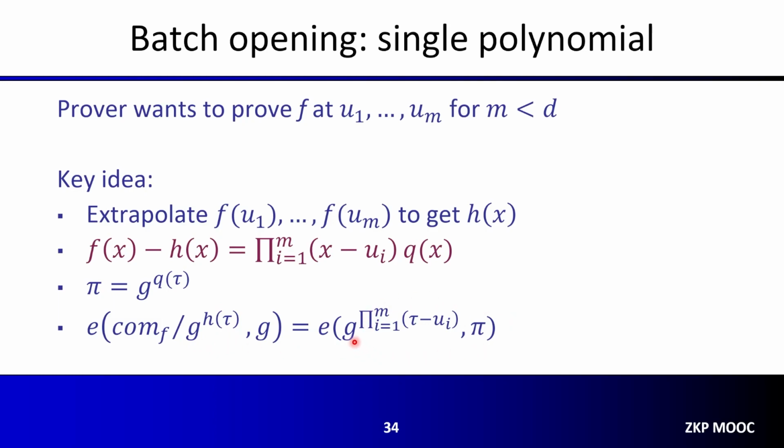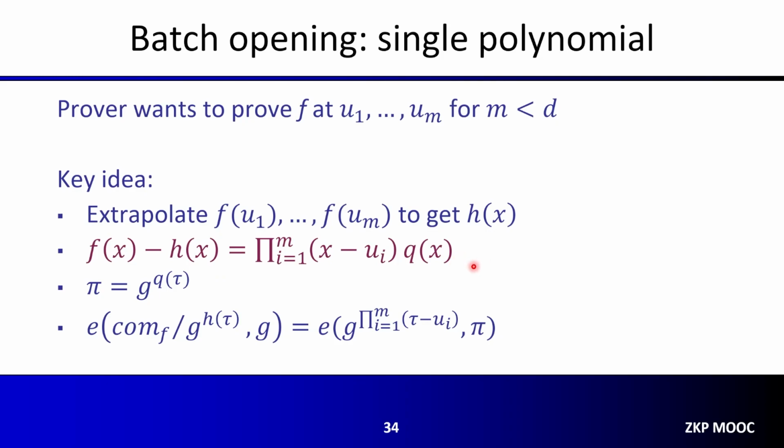On the right-hand side, we are going to compute the pairing between g to the power of the product of tau minus ui. Again, the verifier can compute it using the polynomial interpolation and global parameters. And then we're going to do the pairing between this one and the pi itself. And if the prover is honest, then this equation should hold because of this polynomial relationship.